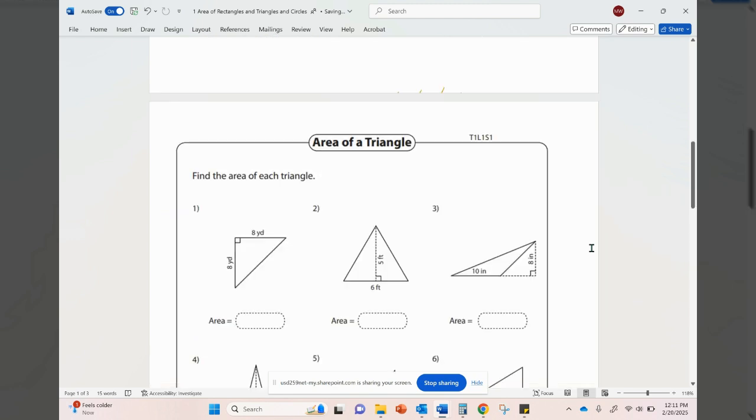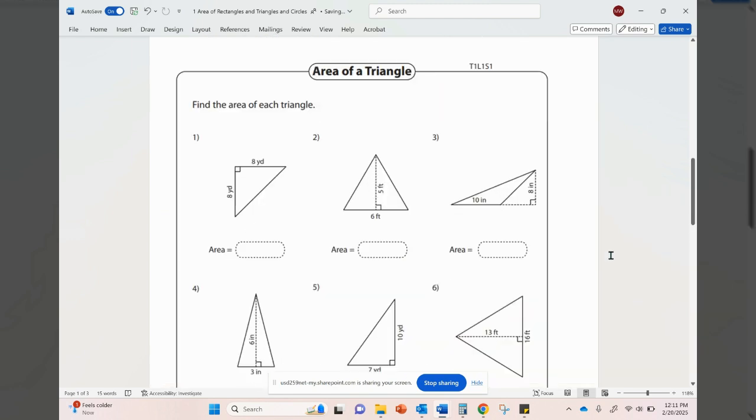All right, area of a triangle. This just adds another step. So it is area equals base times height divided by 2. You might also see it as base times height over 2. Remember that fraction bar means division. So base is normally what the triangle is resting on, but for this worksheet, it doesn't really matter which one is which.